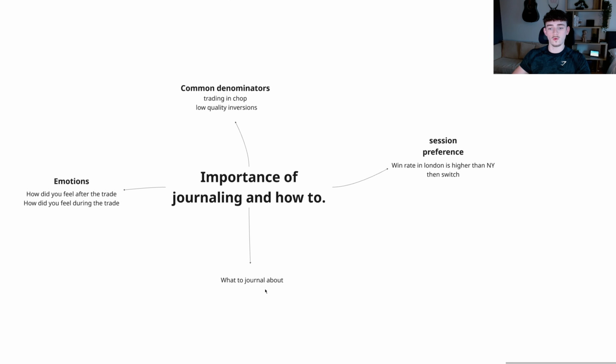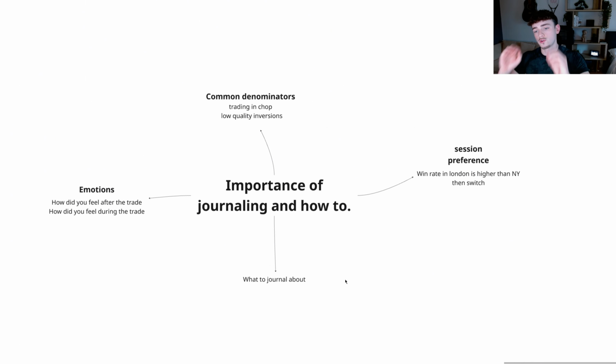Now let's go on to what to actually journal about. Okay, so we've got common denominators, session preference, emotions, and what to actually journal about. Tying all these things together, let me show you exactly how you can get the exact journal I use.